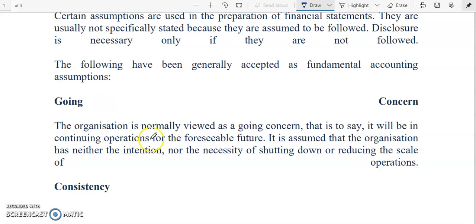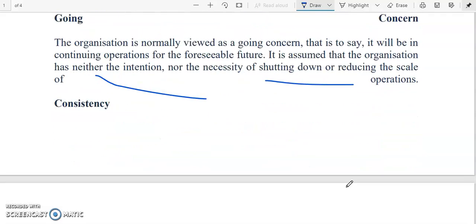What is the meaning of going concern? The financial statements are prepared with the assumption that the organization has no intention to curtail the majority of its operations, or to shut down or reduce the scale of its operations. The organization will run for the foreseeable future, with no intention to curtail or shut down its business. So this is the first fundamental assumption.